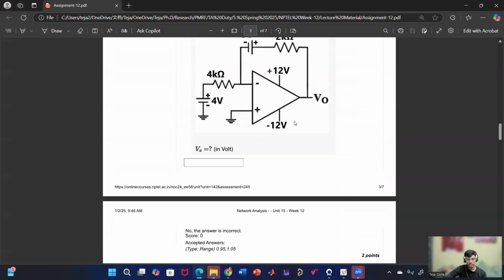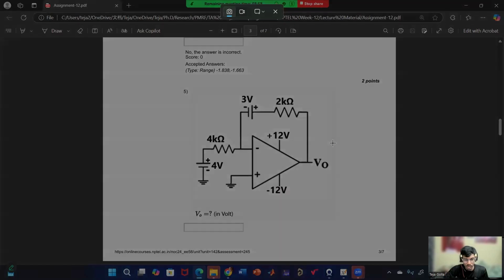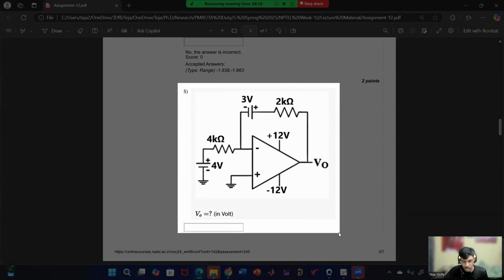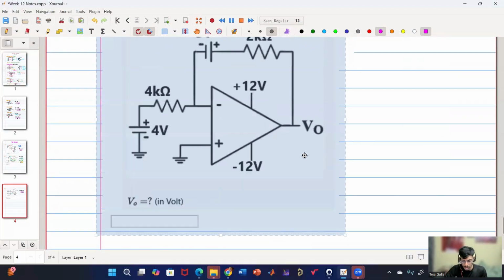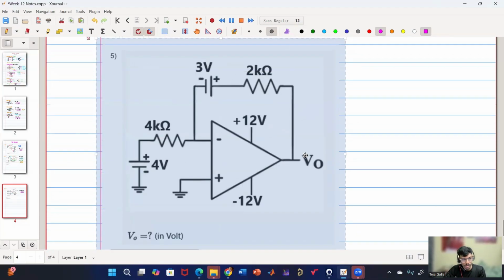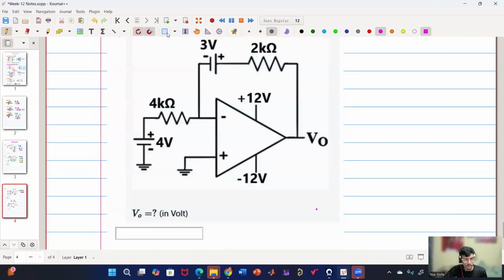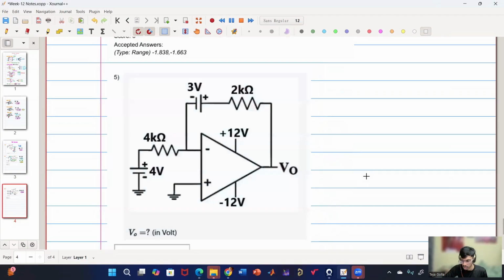So now we have solved this problem. Let us quickly solve this problem. Okay, so how to solve this problem? This will be our problem. 4 by 4k equals 3 minus V0 by 2k.